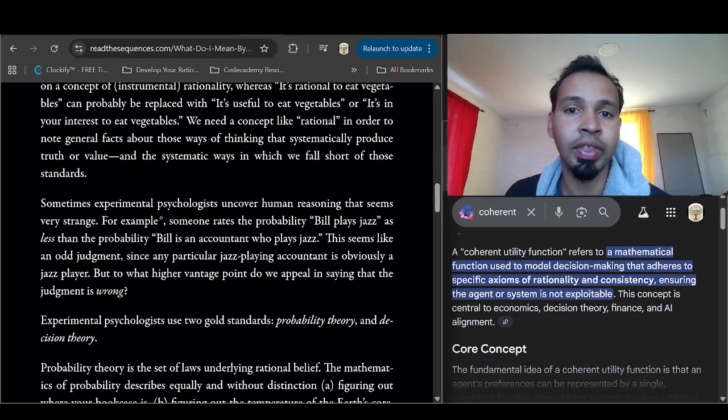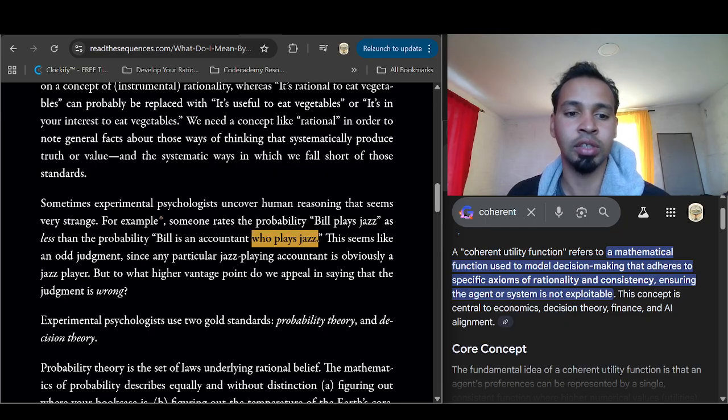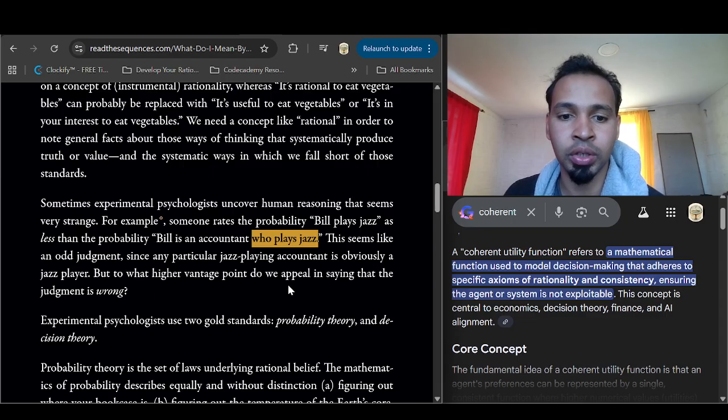So he's definitely thinking in a mathematical sense for sure. This seems like an odd judgment since any particular jazz playing accountant is obviously a jazz player. But that wasn't what the question was. The question is, what is the probability that he's an accountant, not whether or not he's a jazz player. So I don't know. I think the logic there seems slightly flawed. But to what higher vantage point do we appeal in saying that the judgment is wrong?